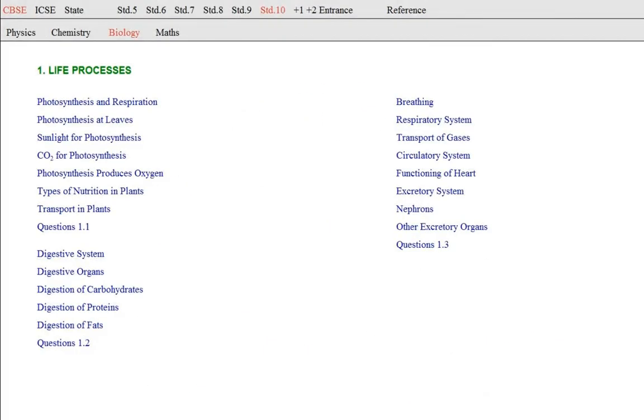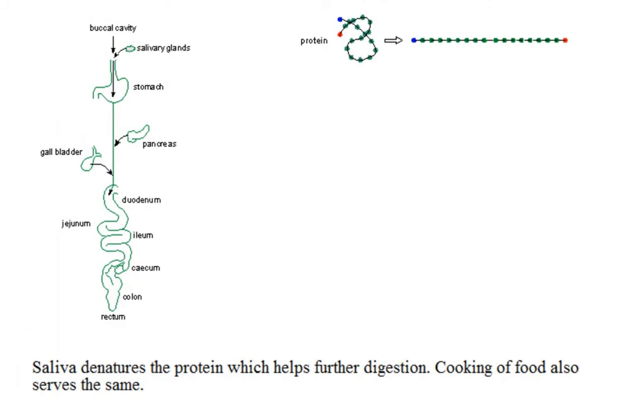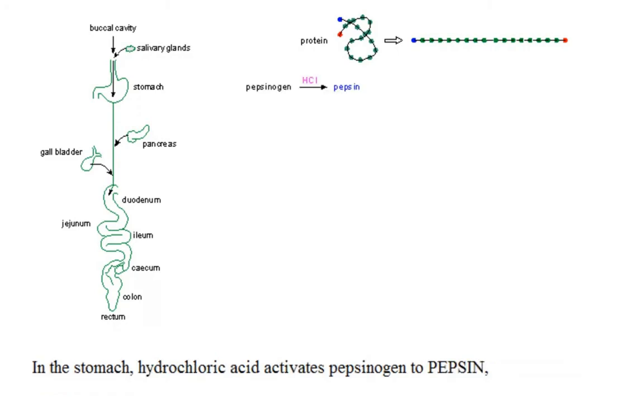Let's see digestion of proteins. Proteins are long chains of amino acids. Cooking and mixing with saliva denatures the protein molecules from its 3D conformation. In the stomach, pepsin hydrolyzes many proteins to smaller peptones.